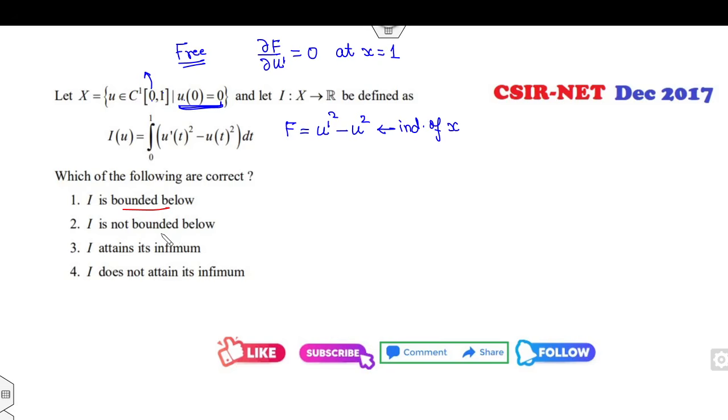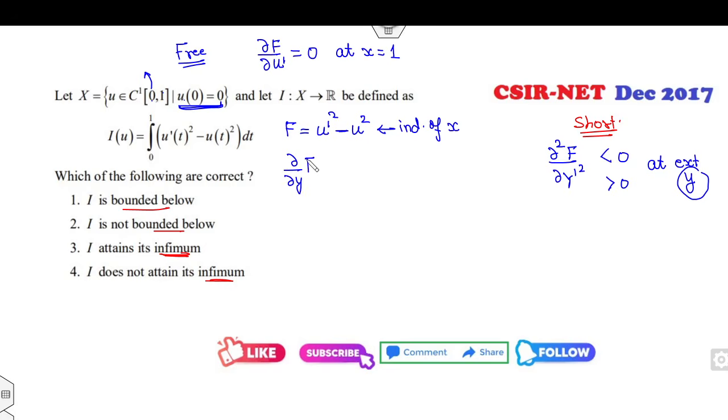Now also they are talking about the bounded below infimum. Infimum. What is the shortcut trick? As I told you, whenever there is a question of the infimum and the supremum, you need to find the values of this case, whether it's less than 0 or greater than 0 at the extremal. So that means you have to find firstly the value of the y. Now it is independent of y and it's a negative sign, so I can start with this case.